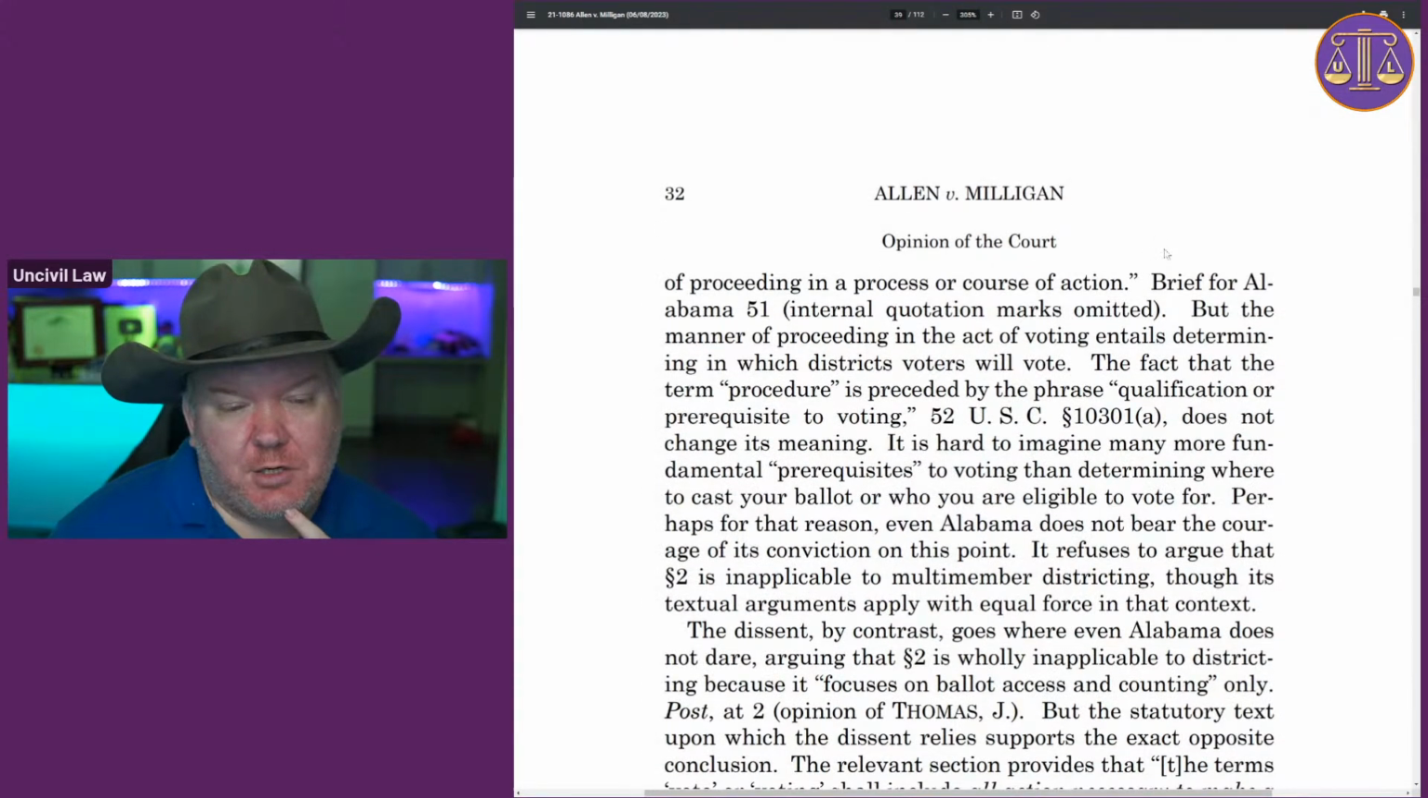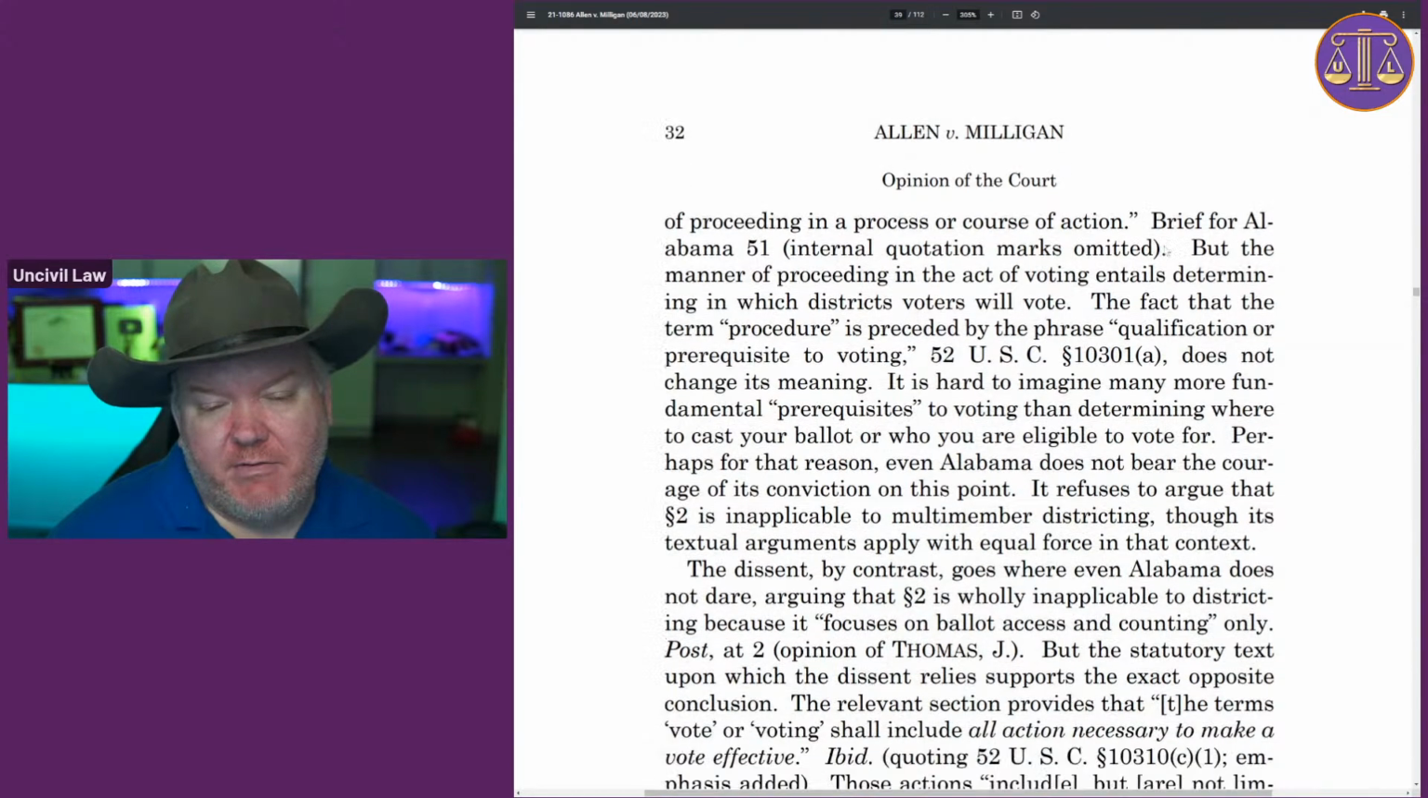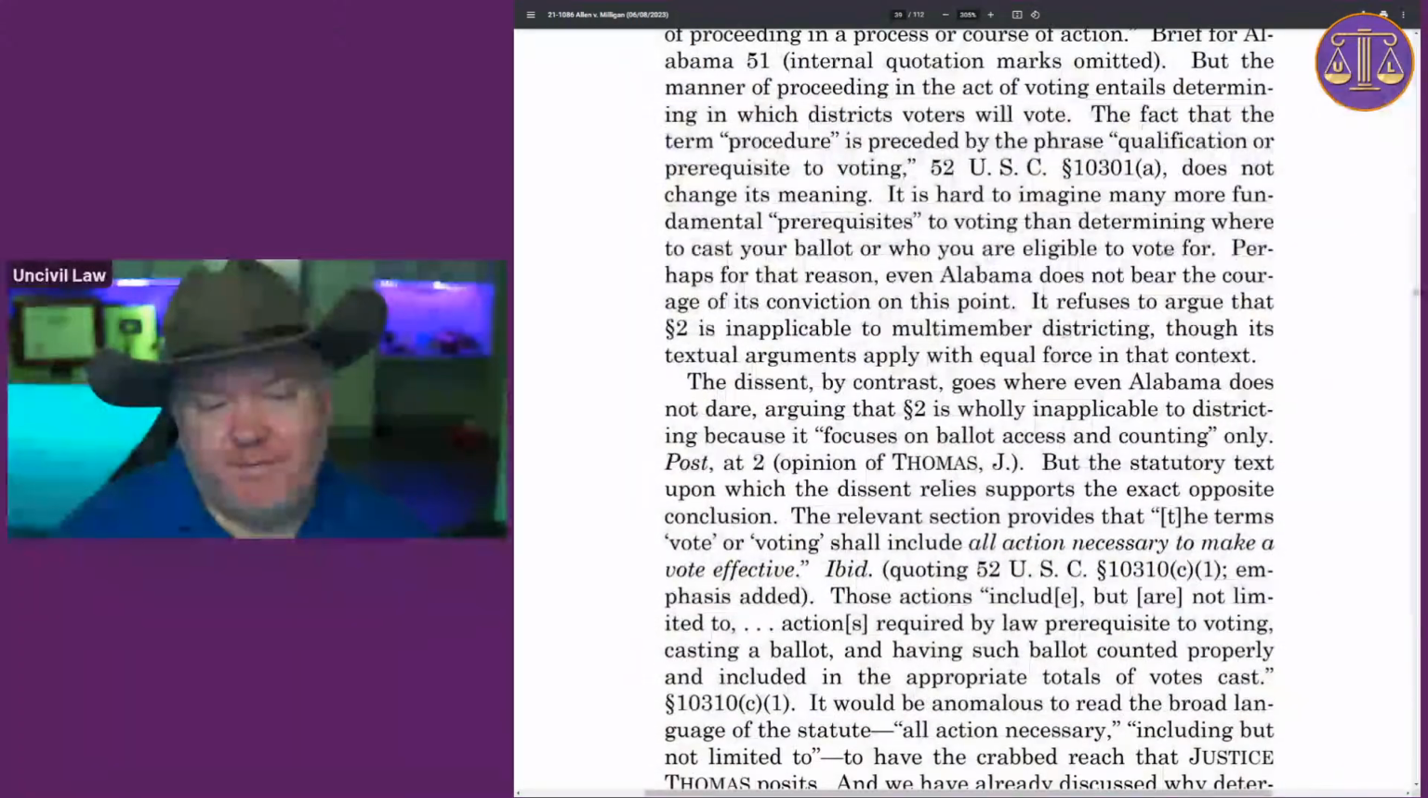The fact that the term procedure is preceded by the phrase qualification or prerequisite to voting does not change its meaning. It's hard to imagine many more fundamental prerequisites to voting than determining where you cast your ballot or even who you're eligible to vote for. Perhaps for that reason, even if Alabama does not bear the courage of its conviction on this point, it refuses to argue that Section 2 is inapplicable to multimember districts, though the textual arguments apply with equal force in that context.